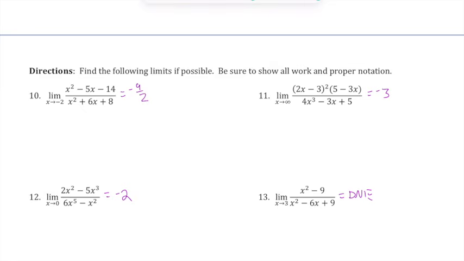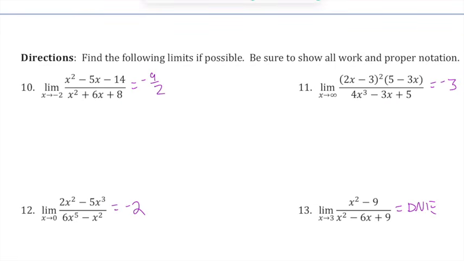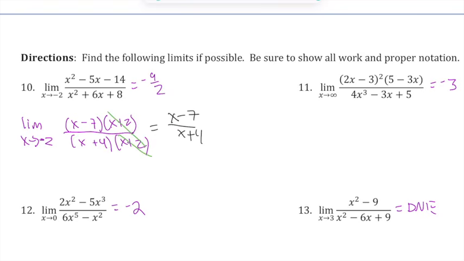Okay, for the rest of the questions, it says find the following limits if possible, show all work in proper notation. So number 10, if you plug in negative 2, you should get 0 over 0, so it's indeterminate form. So let's factor the top and the bottom. As you can see, the x plus 2's cancel. And so now we're going to plug in negative 2 into the numerator and denominator. And as you can see, our answer is going to be negative 9 over 2.